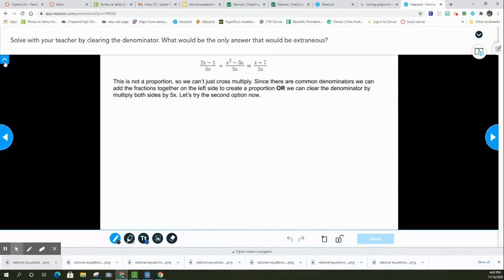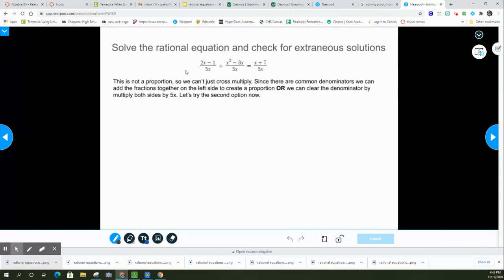All right, so solve with your teacher. What would be the only answer that would be extraneous? So right here on this one, 0 would be that, because 0 is the only thing that makes the denominator 0 here.